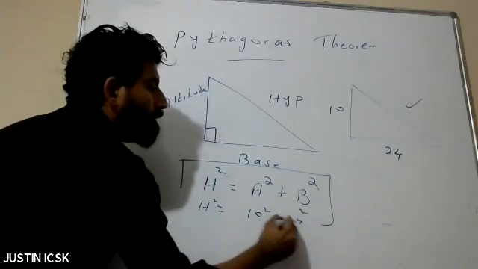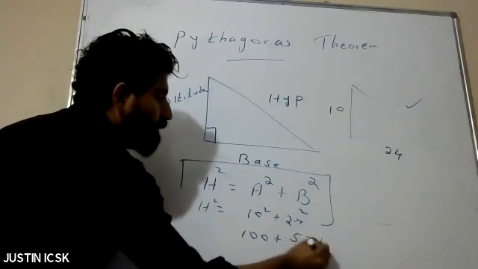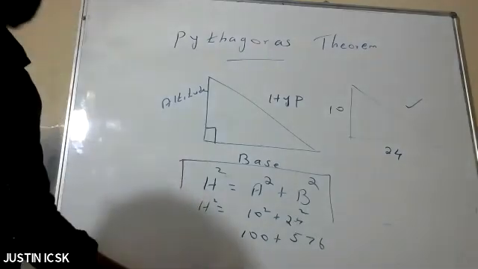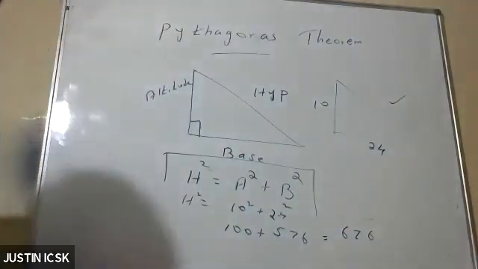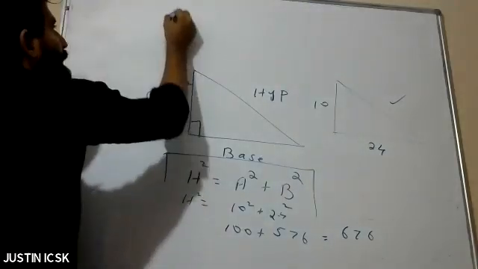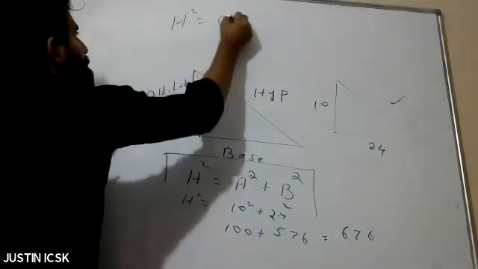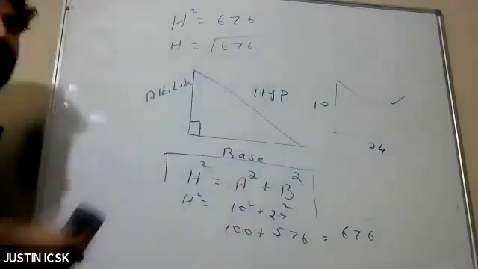Okay. 10 square is 100. 24 square is 576. So you will get the answer 676. And what we have to do is, we are getting x square is 676 and we are finding the root of 676. It will take time.